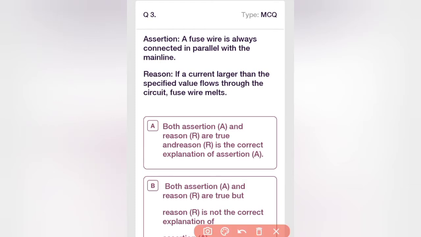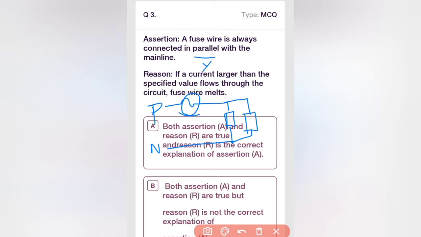See, we know that the fuse wire will be connected in series with the phase line, and the loads will be connected parallelly like this. This is the fuse wire. It is connected in series but not in parallel. So, assertion is wrong.